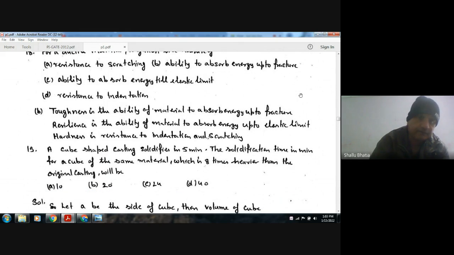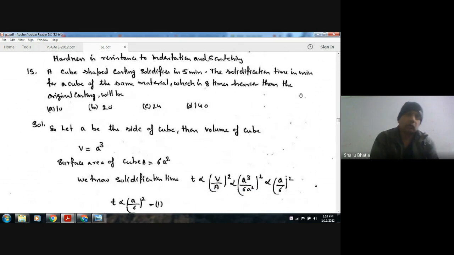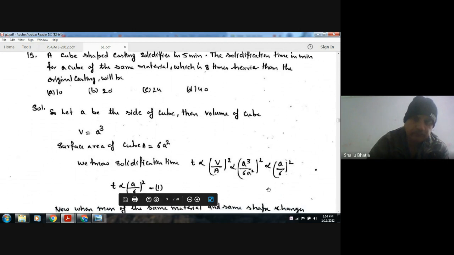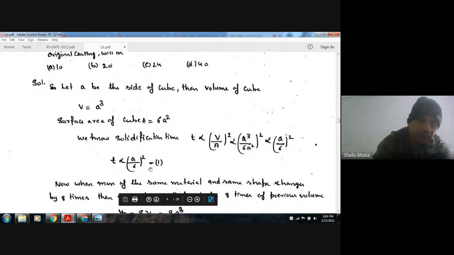Okay. Next, a cube shaped casting solidifies in 5 minutes. The solidification time in minutes for a cube of the same material which is 8 times heavier than the original casting will be? Let a be the size of the cube. Then the volume of the cube is a cube and the surface area of the cube is 6a square. Now we know that the solidification time is directly related to V by A. Here V is a cube and A is 6a square, so T is proportional to a square by 6.